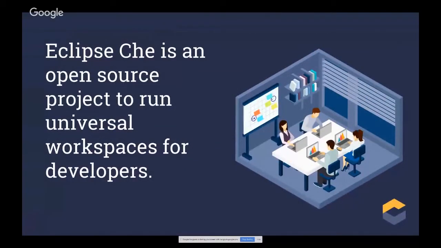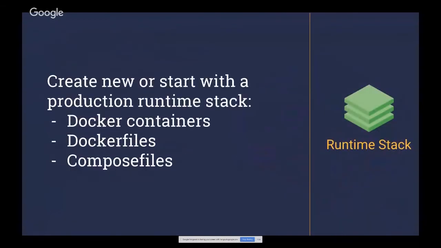Eclipse Che is an open source project to make these cloud workspaces universal for developers. It started off as a technology initiative, and it has turned into a product initiative. And for those of you who are not familiar with Che already, let's just walk through what our basic goals are with Che. Che does essentially 4 things.